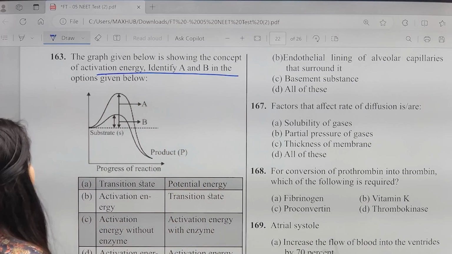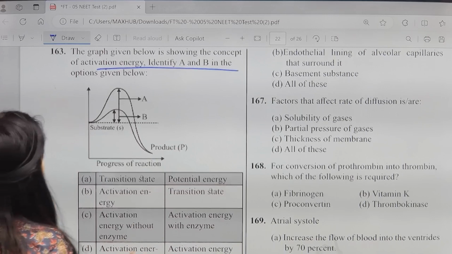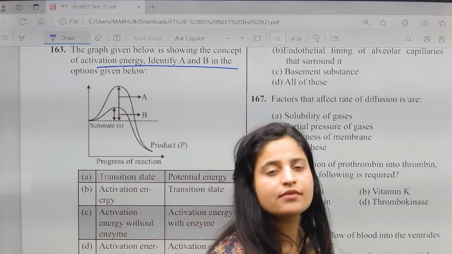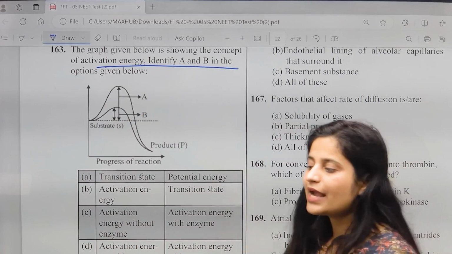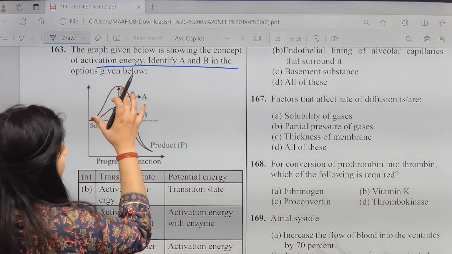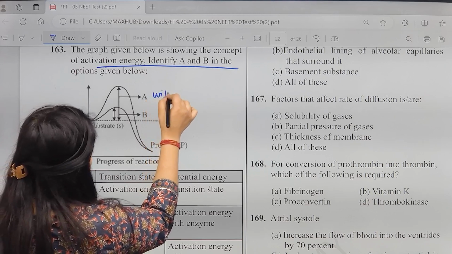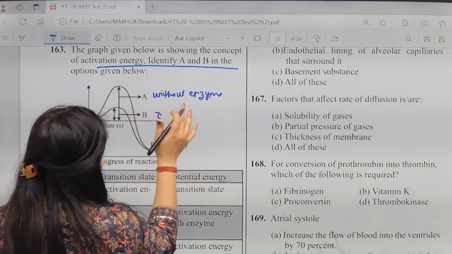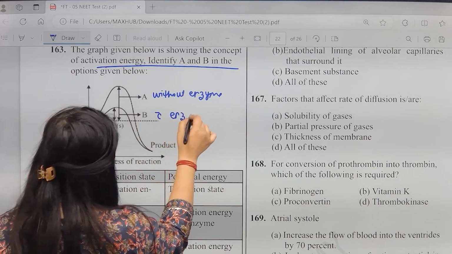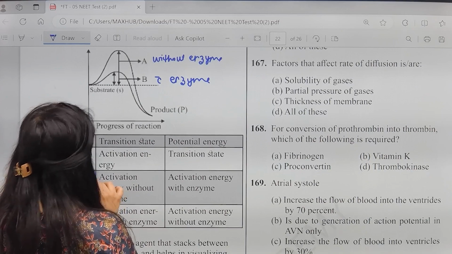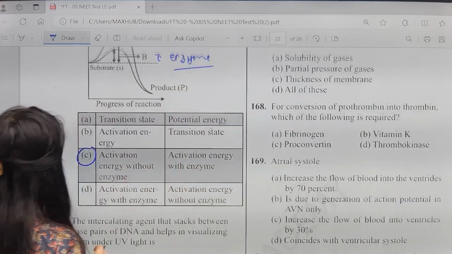The next we have: the graph given below is showing the concept of activation energy. Identify A and B in the options. See, this is the energy. What is the function of enzymes? Enzymes lower the barrier of activation energy. So this is the energy required without enzymes, and you see here B1. This is the energy required when it happens in the presence of an enzyme. Okay. So you have to identify A and B: this is the activation energy without an enzyme, and this is the activation energy with an enzyme.